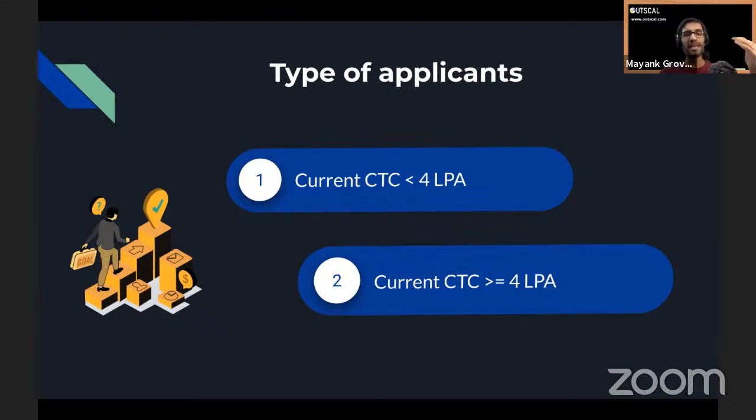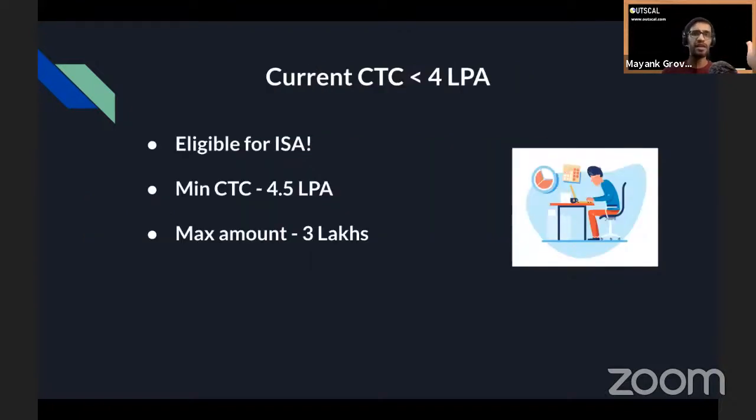People who already might have a CTC and are working professionals, and people who might not have a CTC because they haven't yet started working. It's their first job they might be looking for, or they might be doing some kind of an internship or something, right? So in the first case, when your current CTC is below 4 LPA, irrespective of whichever industry, whatever you might be doing, it doesn't matter, right?